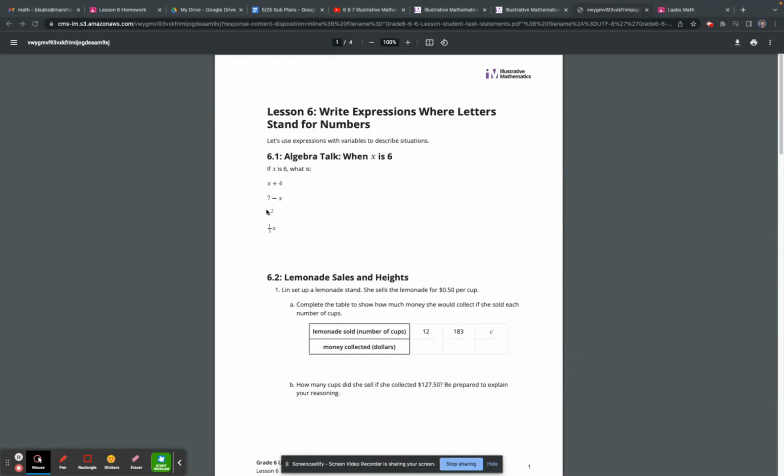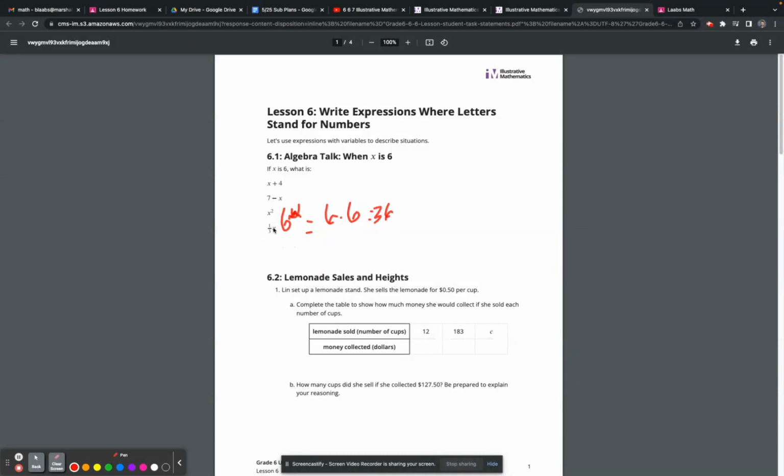The exponent of a 2 means that you are multiplying this number by itself that many times. So if x is 6, that would be 6 squared. Oh my gosh, it's supposed to be a 2. 6 squared equals 6 times 6, which would be 36.